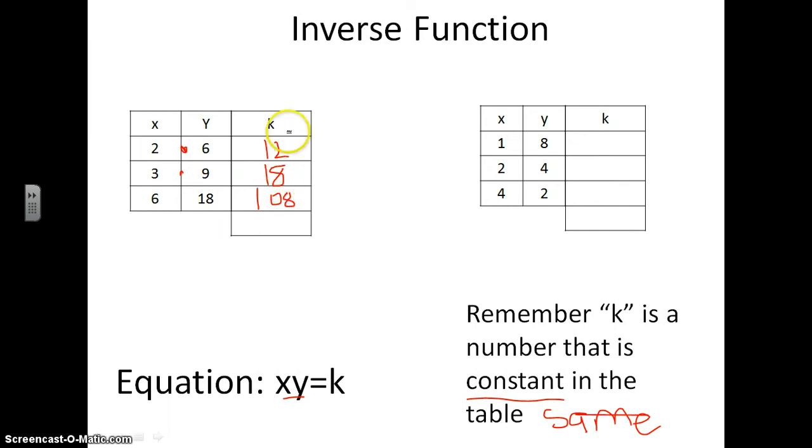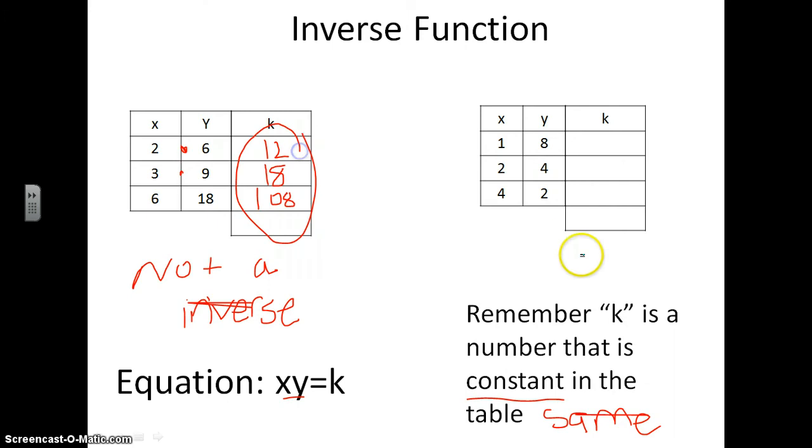Now, if we look, k changed. So k is not constant, so this is not an inverse. Okay, it's not an inverse because none of my k values are the same. All my k values must be the same. So let's look at the next example.